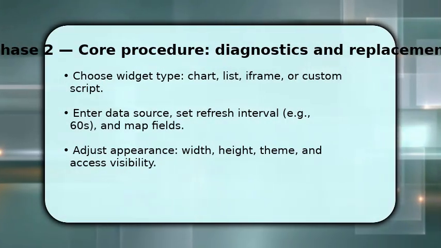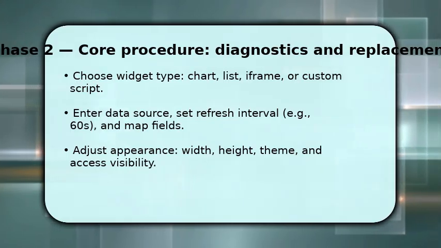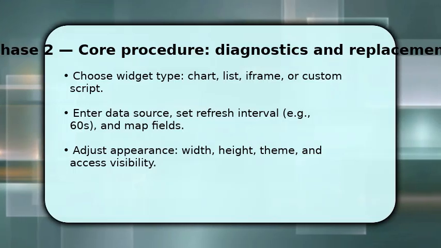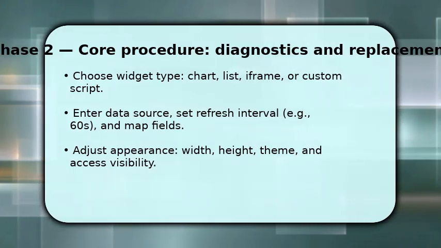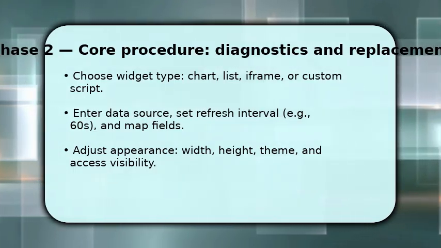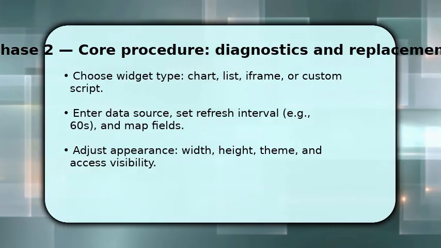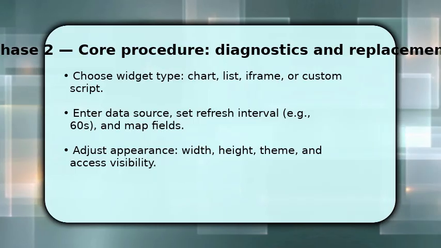Next, pick the correct widget type. Chart for visuals, list for rows, or iframe for external content, because the type dictates available settings. After that, paste the data source URL and map fields so Widgetable knows which fields correspond to title, value, and timestamp. Set refresh to 60s or your preferred interval.